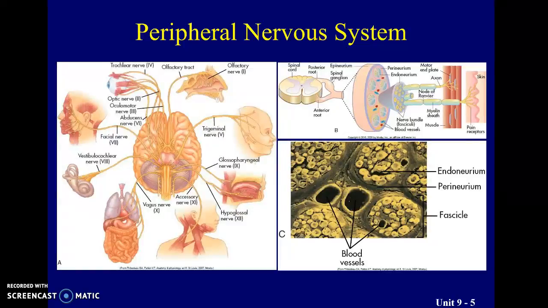These 12 pair are indicated here in this particular figure, and I imagine you've seen this at some point before. We would like you to know the cranial nerves from anterior to posterior along the ventral surface of the brain, and whether or not those particular nerves are sensory, motor, or mixed primarily.